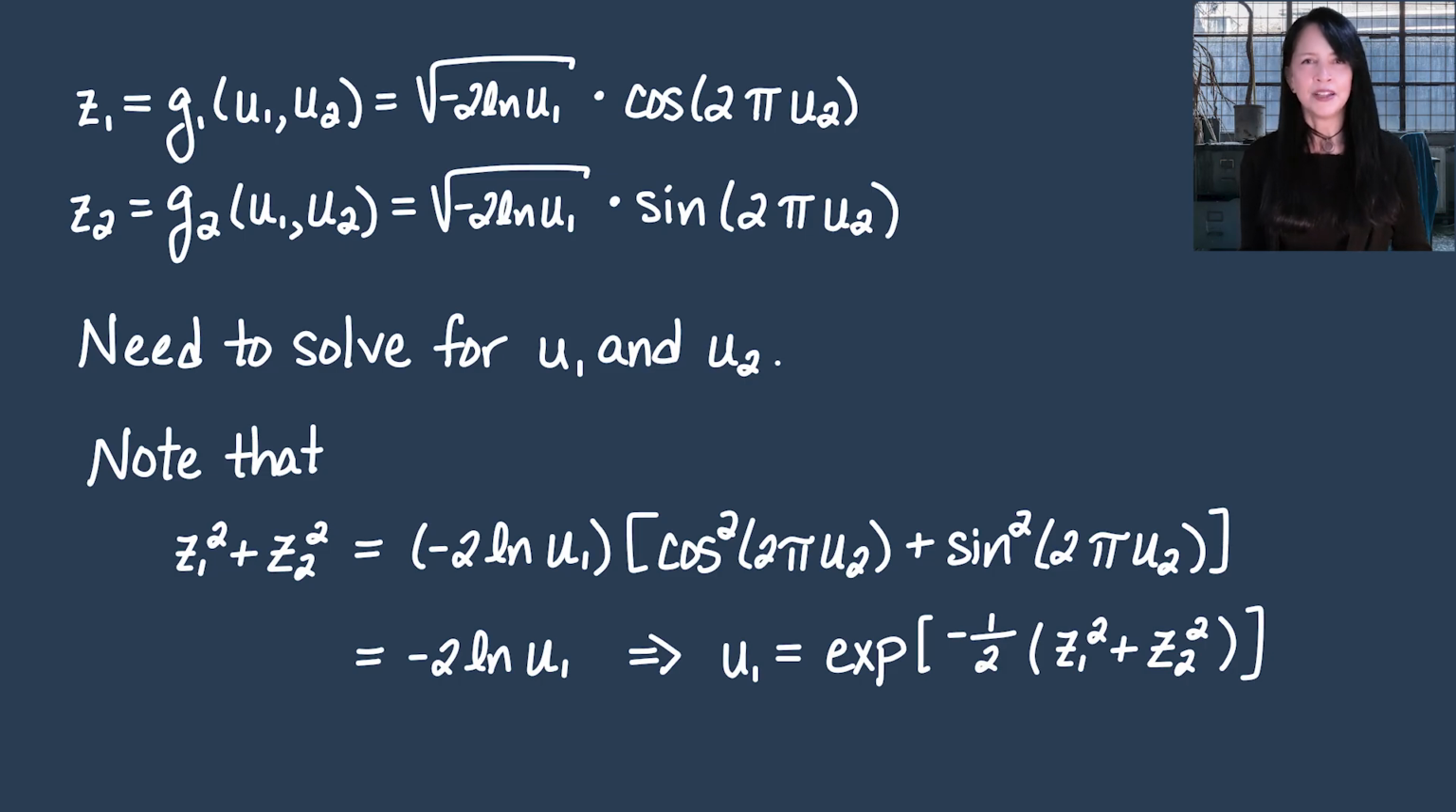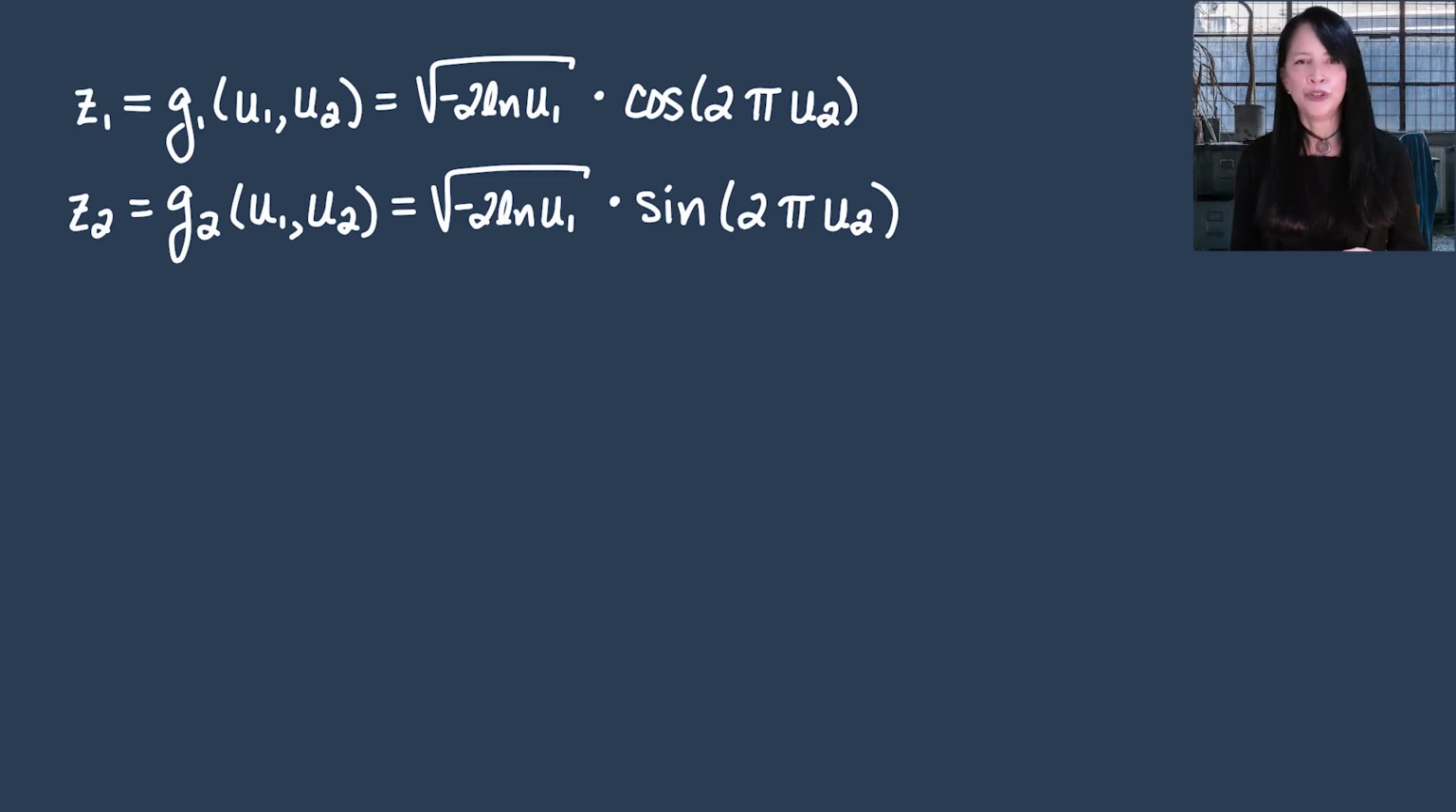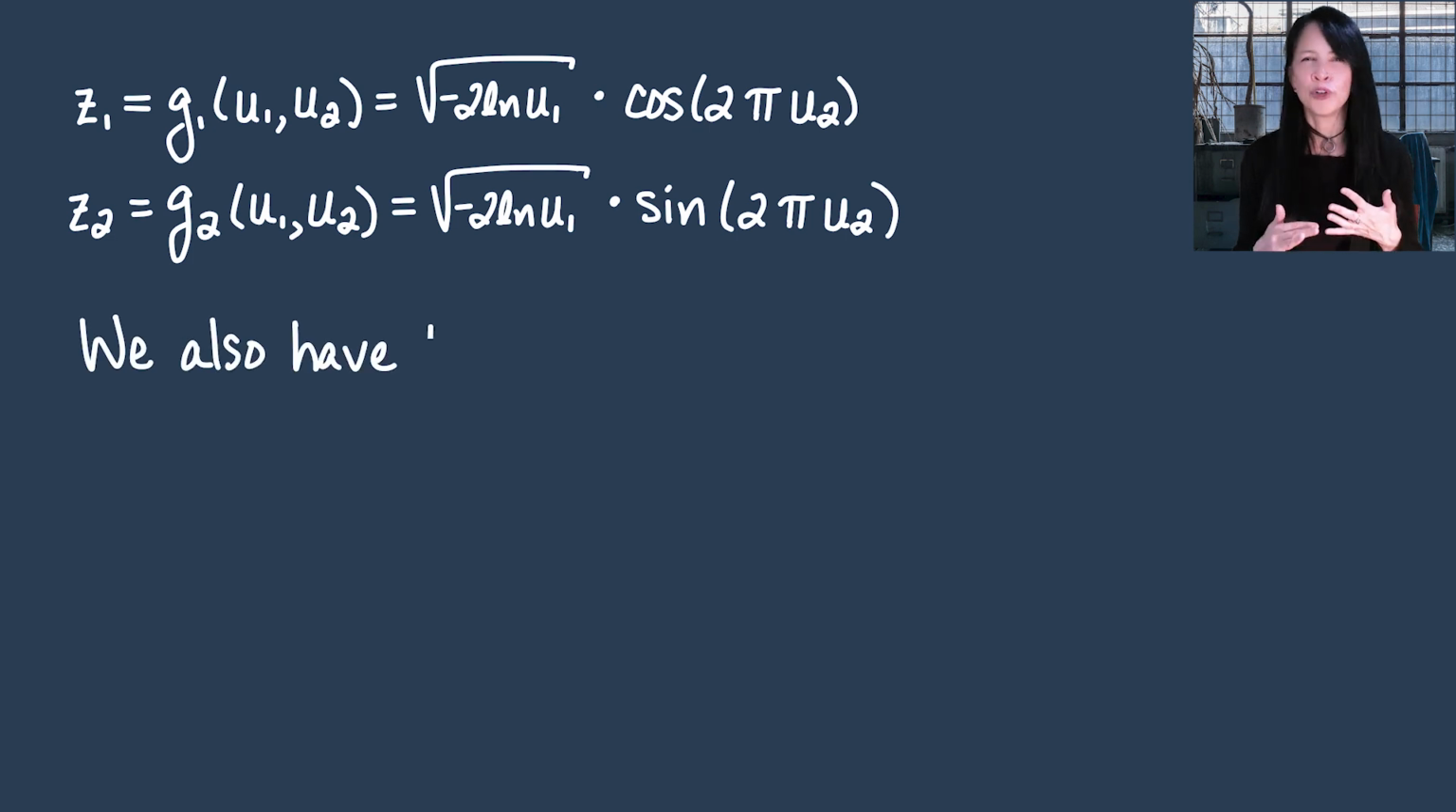And let's invert and try to solve for u2. Looking at these again, if I divide, now I can do this in either order, but it's a little cleaner if I look at z2 over z1.